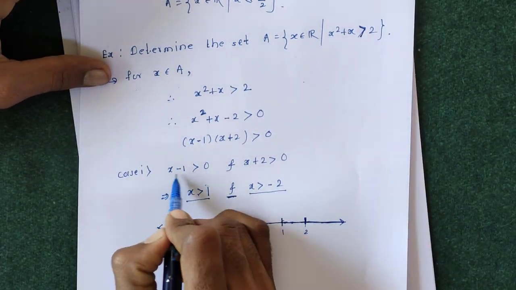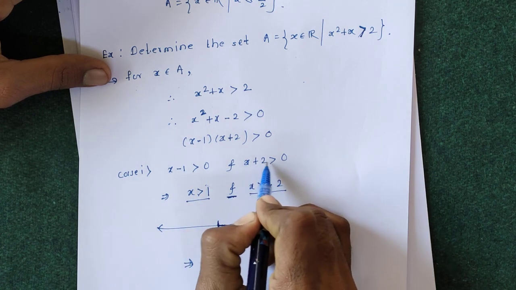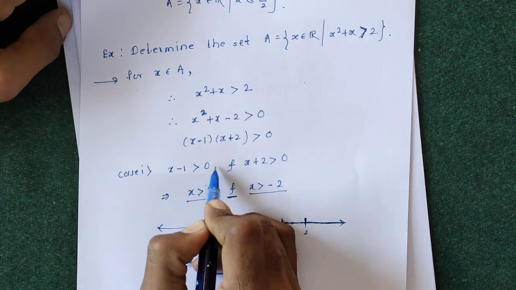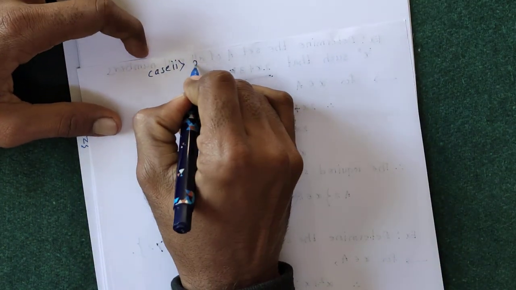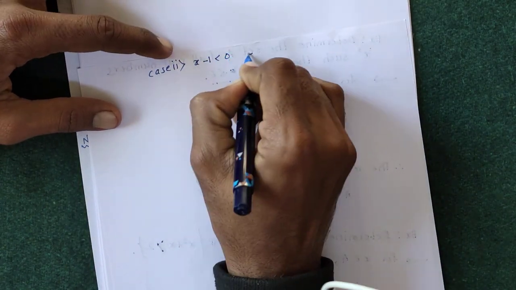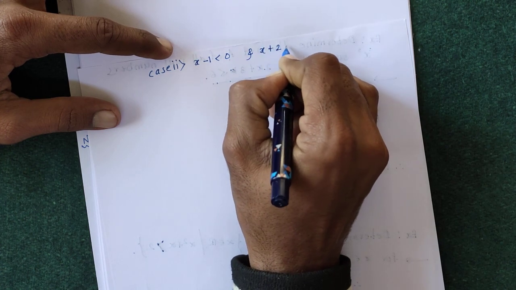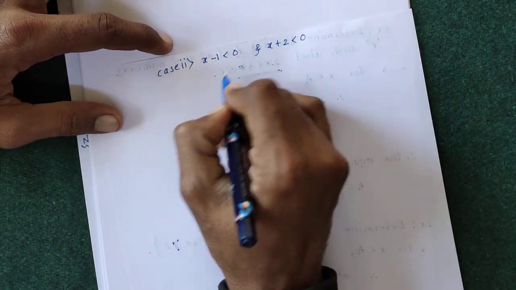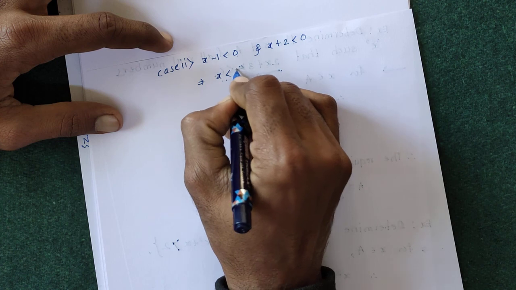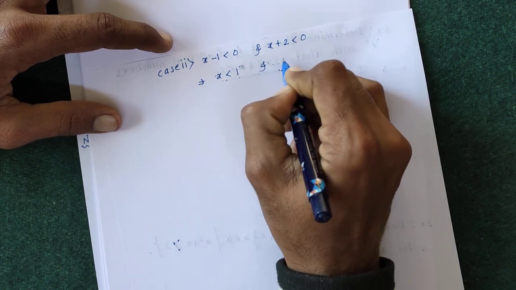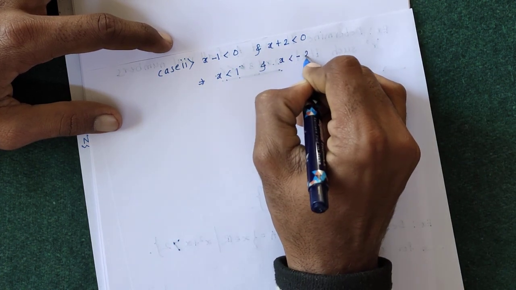So here x minus 1 greater than 0 and x plus 2 greater than 0 is the first case. Now x minus 1 less than 0 and x plus 2 less than 0 is the second case. So x minus 1 less than 0 implies x is less than 1, and x plus 2 less than 0 implies x is less than minus 2.